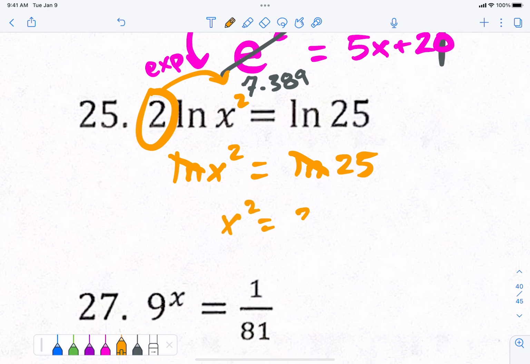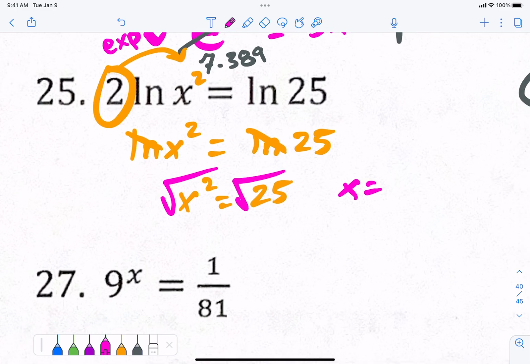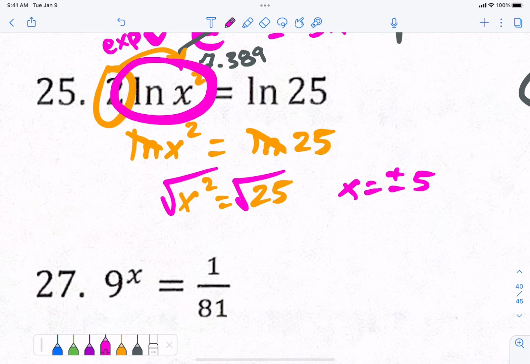X squared equals 25. Take the square root. X equals the square root of 25, which is 5, because technically plus or minus 5. But you can't take ln of negative 5, so it has to be 5. If I try to plug a negative 5 back in, I'm taking ln of negative 5, which doesn't work. It is a thing, it just doesn't work.